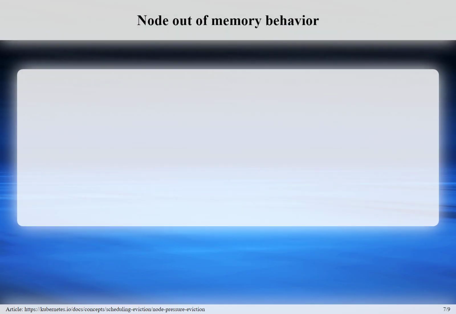Node out-of-memory behavior. If a node runs out of memory before the kubelet can reclaim some, the node relies on the OOM killer. To fix the issue, the kubelet assigns oom_score_adj values to containers based on their QoS classes.